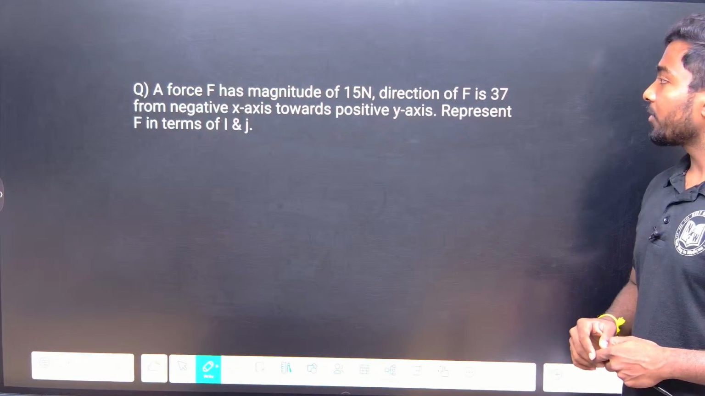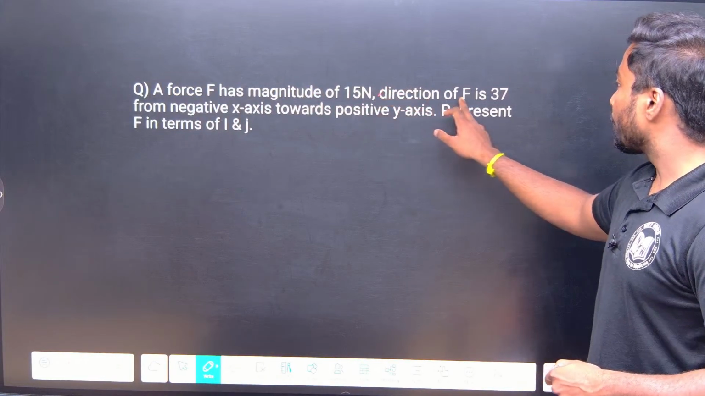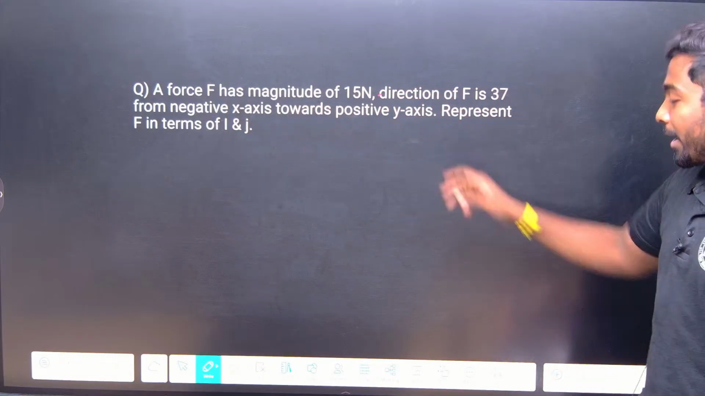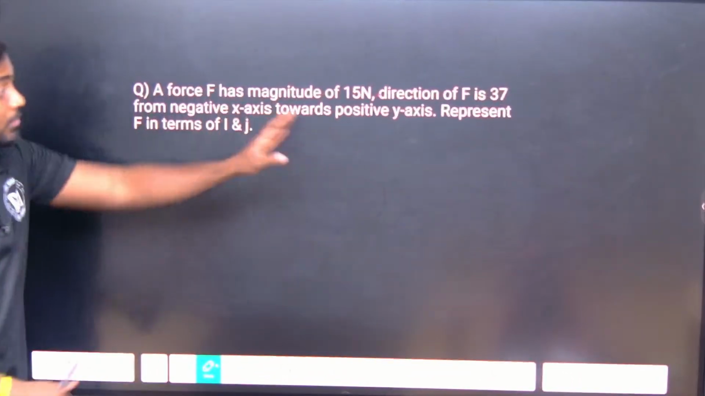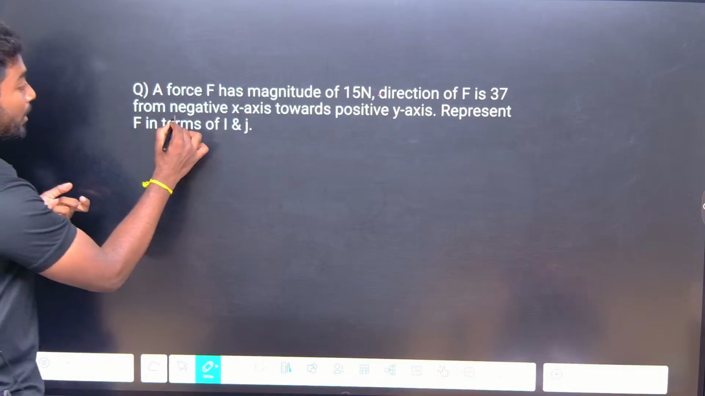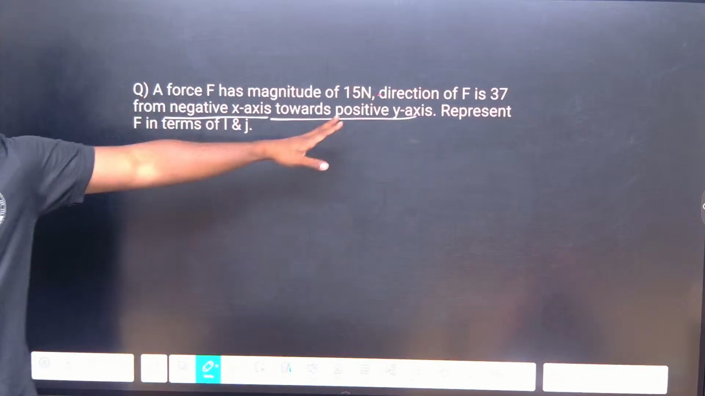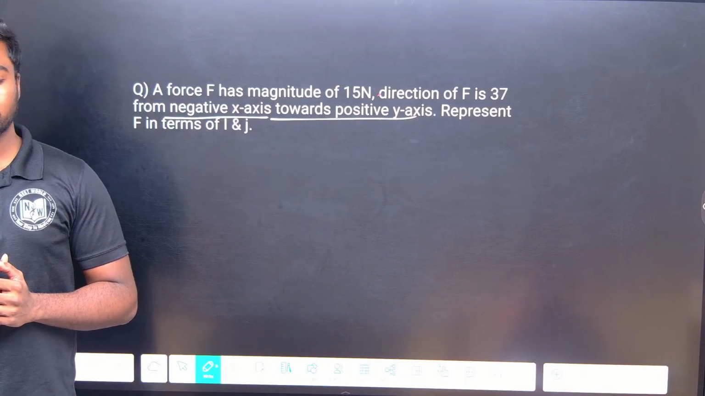Now a force F has a magnitude of 15 Newton. The direction of F is 37 degree from the negative x axis towards the positive y axis. Now you asked about 45 degree. Okay, now they have given 37 degree, which means in terms of negative x axis towards positive y axis. How will you take the angle now? Like this.